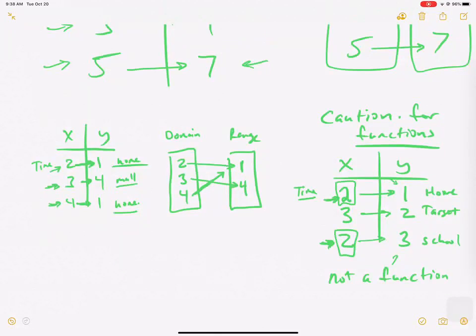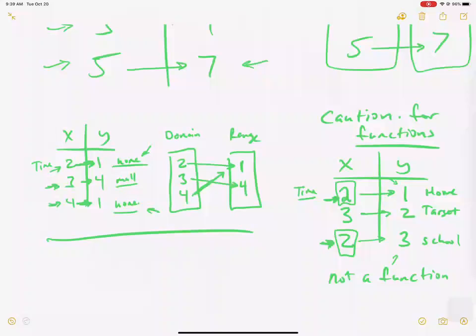I want you to go back to look at our first example on the left. At 2 o'clock, I could be at home, right? And at 4 o'clock, I could be at home. So your output values can repeat. But what can't repeat are your input values because it doesn't make any sense.